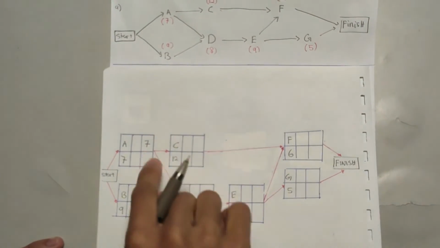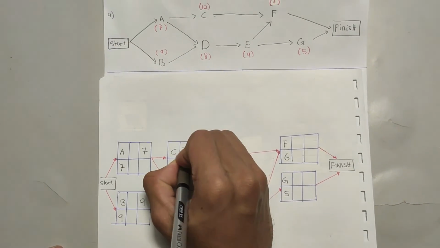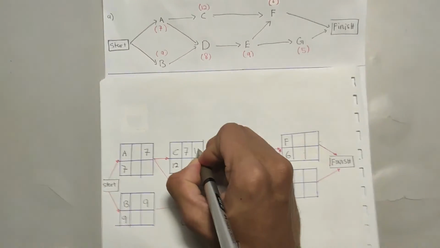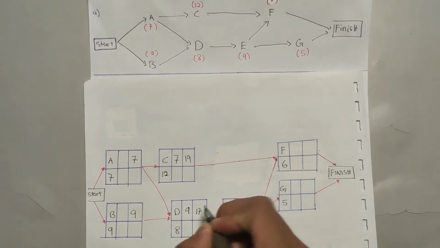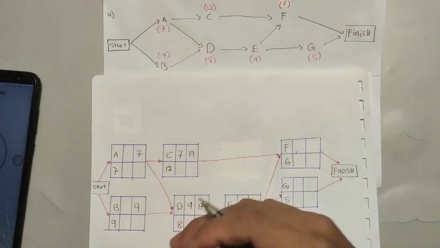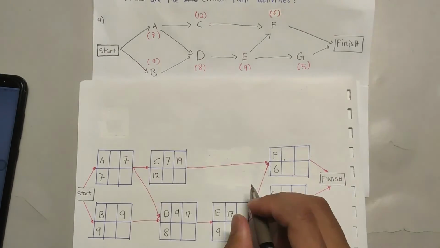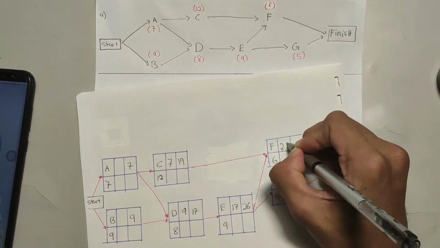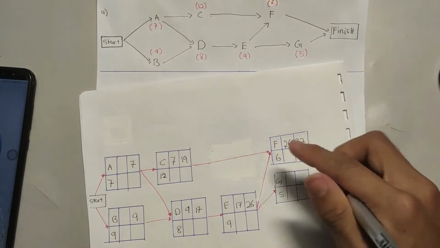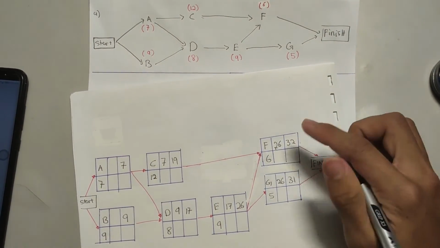Okay, C and D. For C we take the early start. C is 7, and 12 plus 7 is 19. And for this, from here we take the bigger number, 9 and 17. Okay, now we just calculate. Before we find F, we must find E. From here we take the early start, 17. 17 plus 9 is 26. Okay, now from C and E we can find F. What is the biggest number? It is 26. Okay, 26 plus 8 is 34, and then 26 plus 5 is 31. Okay, the rule is we take the bigger number.